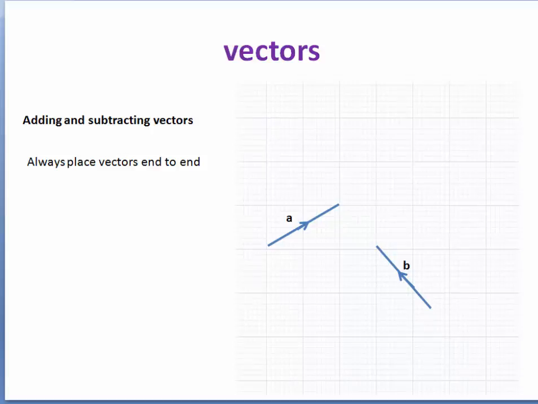Place them at the end of the vector A, and then we draw a triangle, and this is called the resultant. It's A plus B, so this would represent the vector A plus B. The arrows represent the direction, and the length of this line represents the magnitude of the vector A plus B.